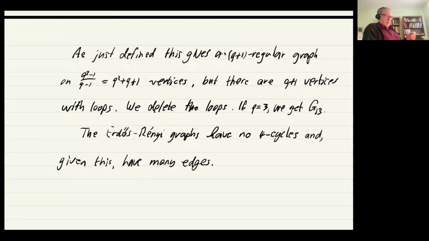Now, this is not a particular problem. It's just, okay, out in the real world, we've suddenly discovered there are loops around. We don't want them, so we throw them off. Okay, so we get a graph. Okay, and if Q equals 3, then the graph you get is the G13.